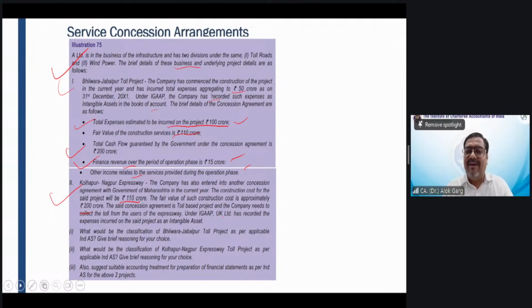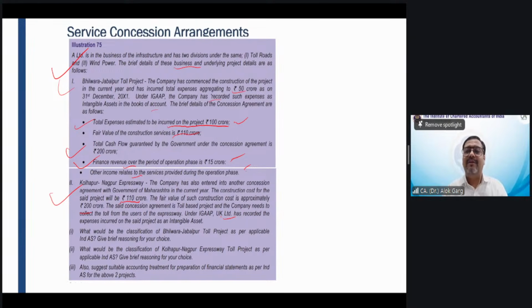expressway. Under Ind AS, forget about Ind AS. So the government is not guaranteeing you, government is giving you the right to collect toll. What will it be, intangible asset or financial asset? Financial asset, sorry, intangible asset. Okay, so in this case, intangible asset.